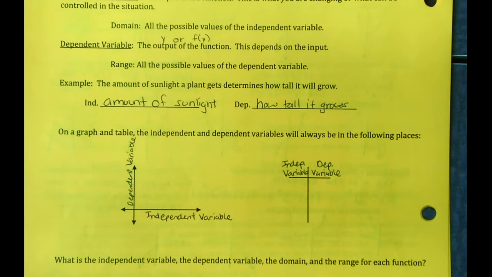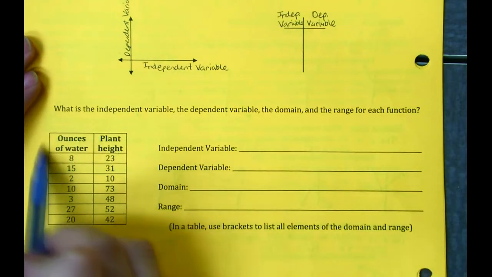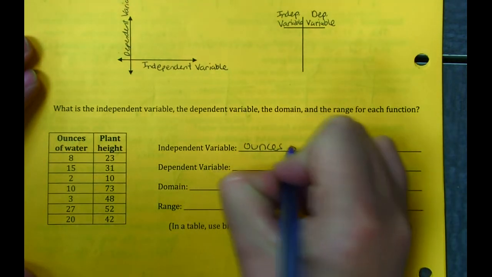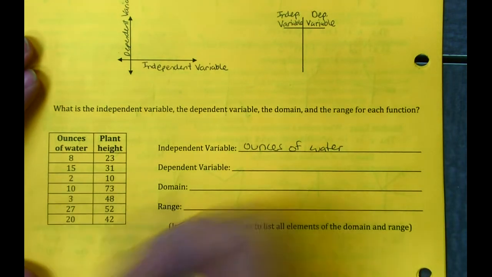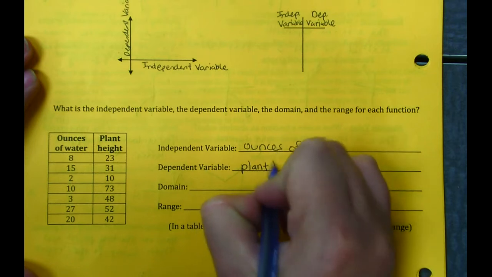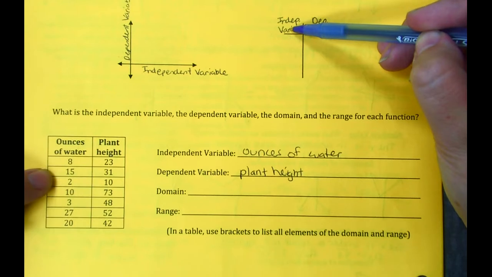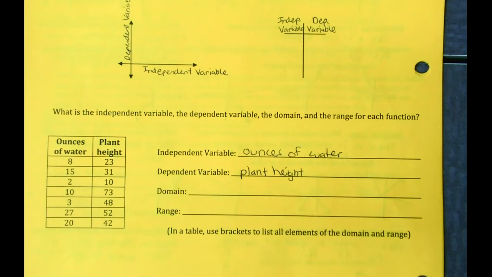So let's look at this table. We're going to write what the independent variable is, what the dependent variable is, and what the domain and range is for each function. Well, the independent variable is what this first column is talking about, what the x is talking about, which is ounces of water. And the dependent variable is what depends on that, the second column, plant height. I know that because the independent variable is always the first column, and the dependent variable is always the second column.